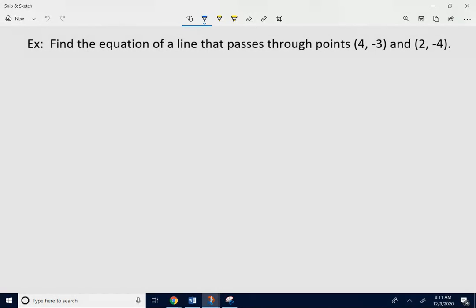My trick is to figure out m, figure out b, and then plug those into y equals mx plus b. This is one trick, one way you can do this. So what I'm going to do first is find m.